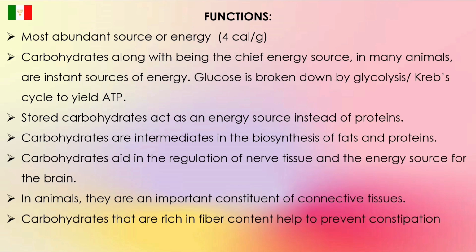Number 3, stored carbohydrates act as an energy source instead of proteins. Number 4, carbohydrates are intermediates in the biosynthesis of fats and proteins. Number 5, carbohydrates aid in the regulation of nerve tissue and the energy source for the brain. Number 6, in animals, they are an important constituent of connective tissues. And the last one, carbohydrates that are rich in fiber content help to prevent constipation.